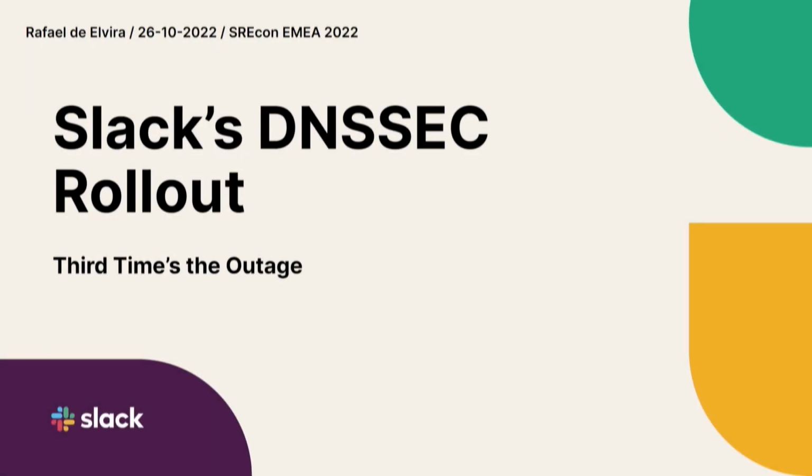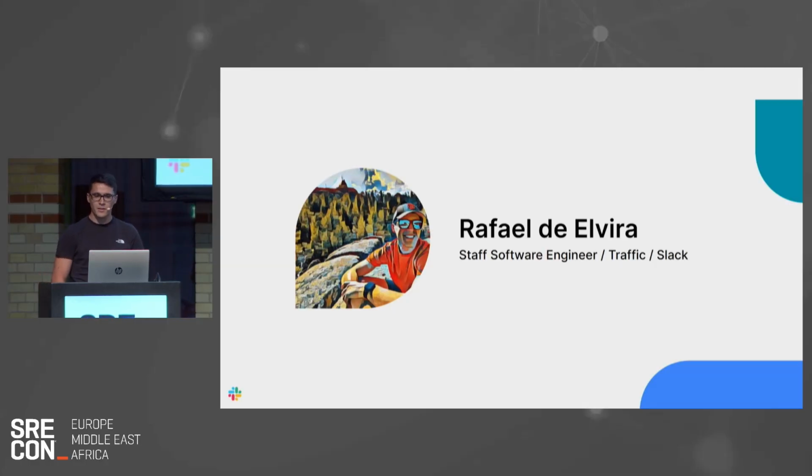Awesome. So hi. In this presentation, we're going to talk about Slack DNSSEC Rollout and a very interesting outage that we had in September last year. So first of all, my name is Rafael Elvira. I'm a staff software engineer on the traffic team at Slack.